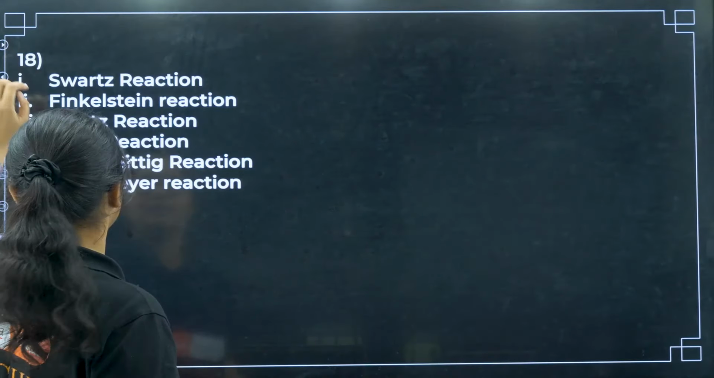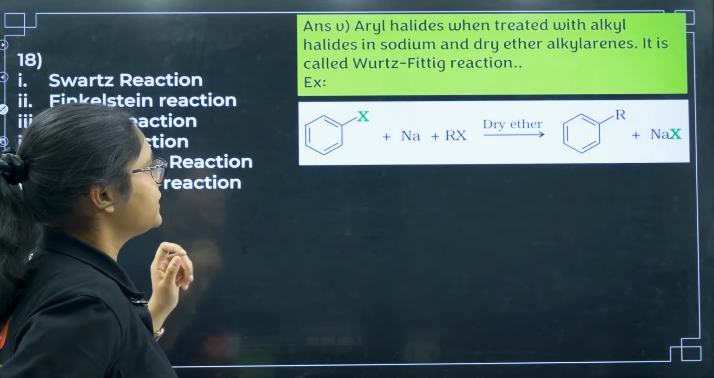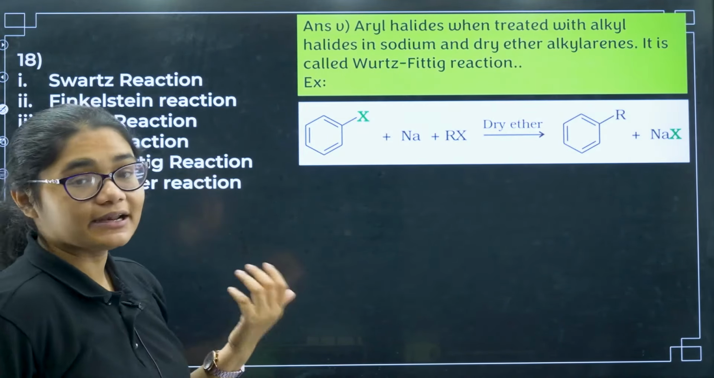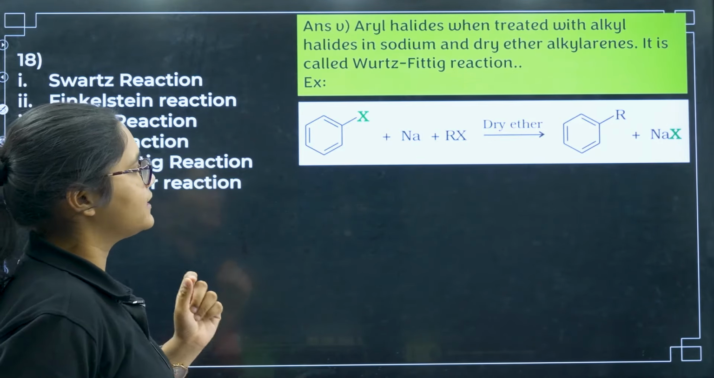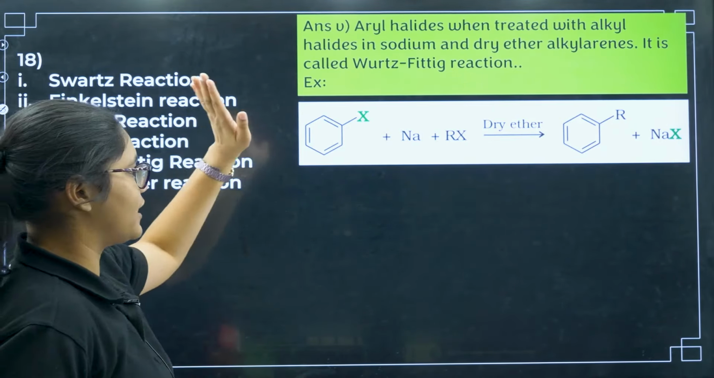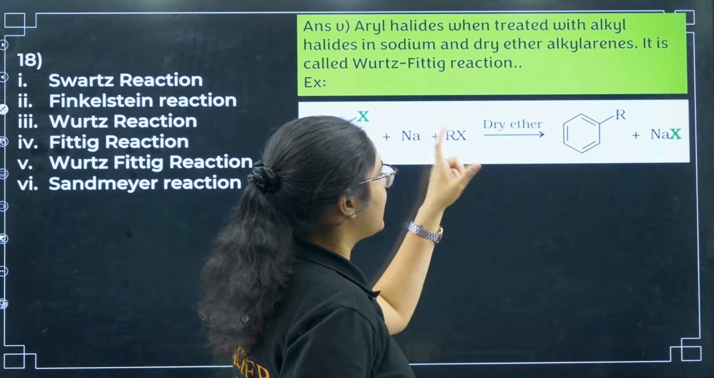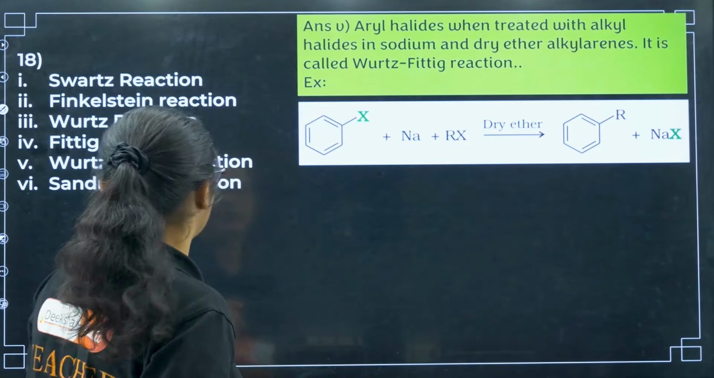Next you have here Wurtz-Fittig reaction. So aryl halides when treated with alkyl halides in sodium and dry ether, alkyl arenes are formed, and this is called as Wurtz-Fittig reaction. So you have an aryl halide and you have an alkyl halide, you react them, you get alkyl arenes.